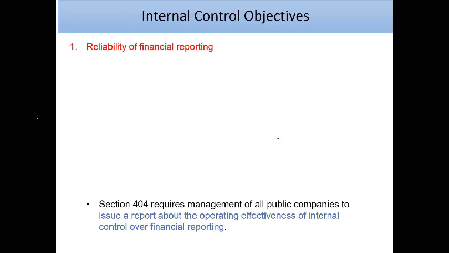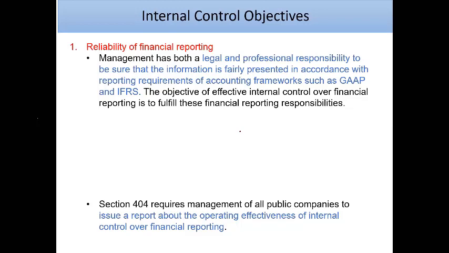Let's go for the first one, which is the reliability of financial reporting. What do you mean by reliability of financial reporting? Management has both legal and professional responsibility to be sure that information is fairly presented in accordance with the reporting requirements of accounting frameworks such as GAAP or IFRS. That means the first thing to be assured by the internal control system is that the company is preparing its financial statements and keeping its records in accordance with the standards. I'm talking here about GAAP or IFRS or Egyptian accounting standards, depending on the standard that you are applying. The first objective is to make sure that the financial statements have been prepared according to the standards.